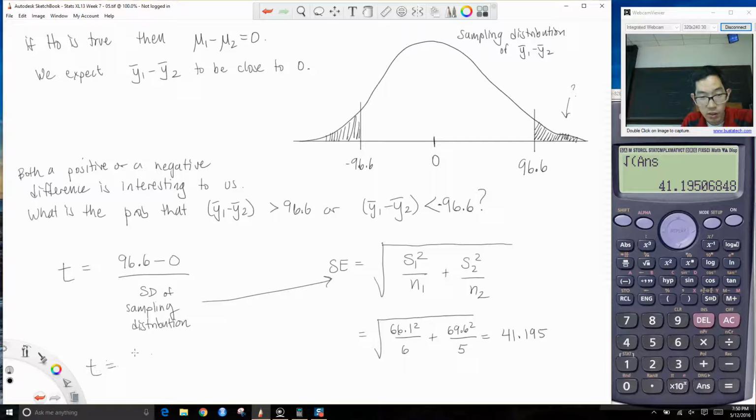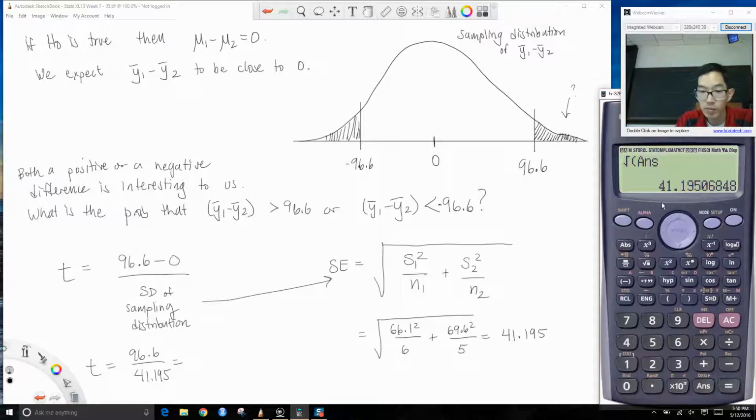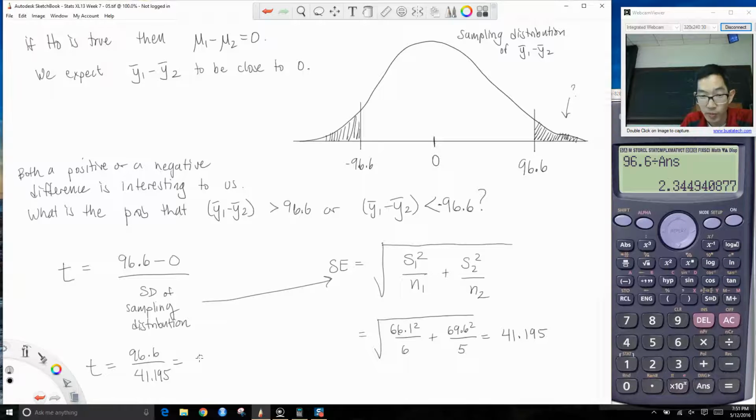So my t-score ends up being 96.6 divided by 41.195, and I get 2.344. So my value ends up being a little more than 2.34 standard deviations away from the mean. Is that unusual to us, or is that not unusual?